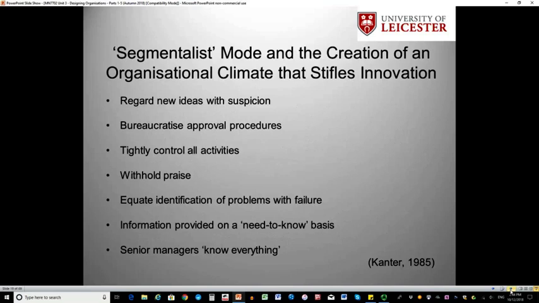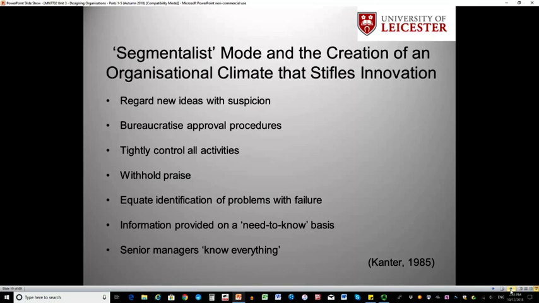And if we look a little bit more detail about Cantor's work, what we see is that she starts to talk about organisational climate and also, in a sense, elements of leadership. She starts talking about the segmentalist mode as one that disregards new ideas, or at least sees new ideas with suspicion. It tends to bureaucratise procedures for approval, which tends to discourage individuals being creative. It tends to tightly control activities. It tends to withhold praise, or leadership tends to hold praise within this environment, which is also discouraging of innovation, stifles innovation.